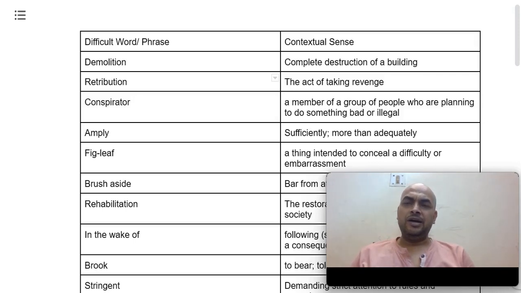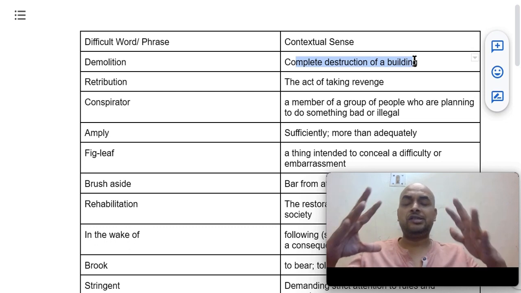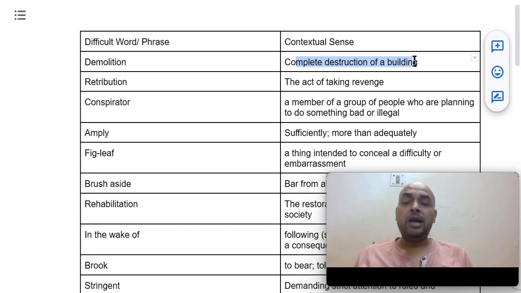Today we'll be revising the difficult words which were used in the editorial which was published on June 16, 2022. Okay, so the first word is demolition. For demolition, you all might be knowing that it's a complete destruction of a building. When the building is collapsed, it is called demolition.